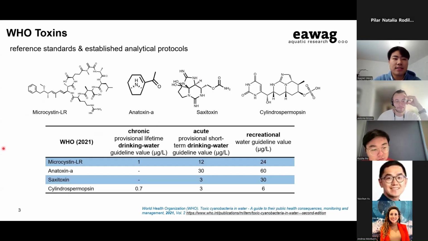And of all the cyanotoxins, 4 toxins have received significant focus, as the World Health Organization has set guideline values for each of them in different scenarios. For example, the first one is called microcystin-LR, which is the most well-studied cyanotoxin until now. The concentration of it should not exceed 1 microgram per liter in drinking water, and it should not exceed 24 micrograms per liter in recreational waters.